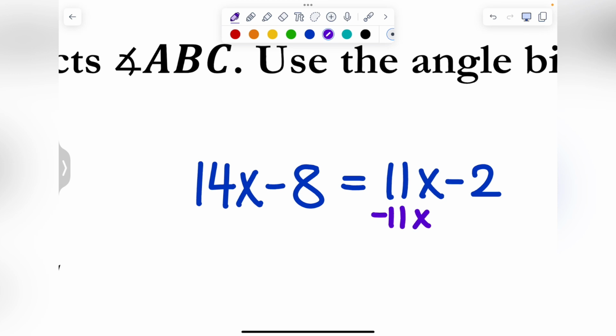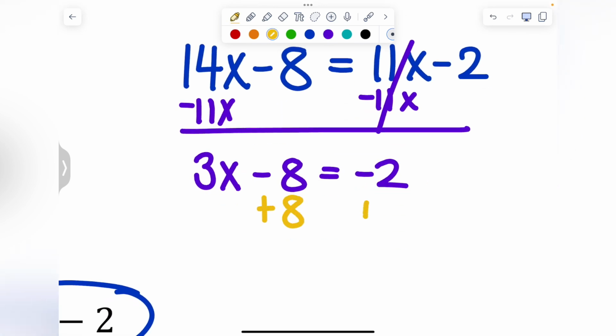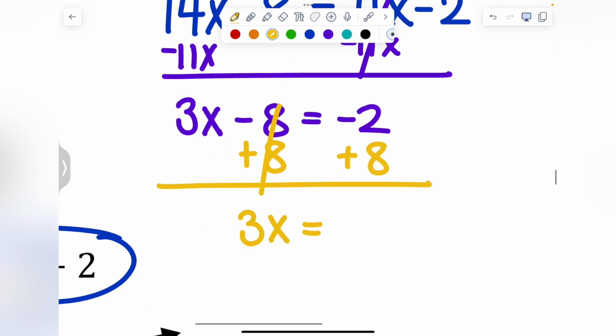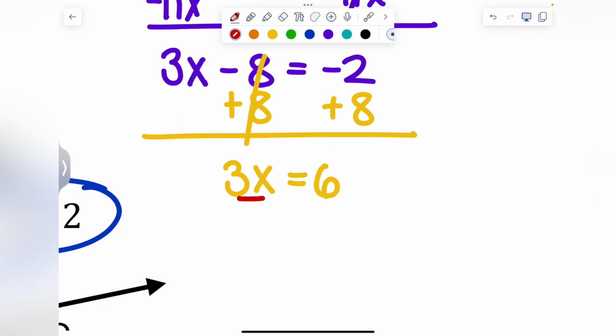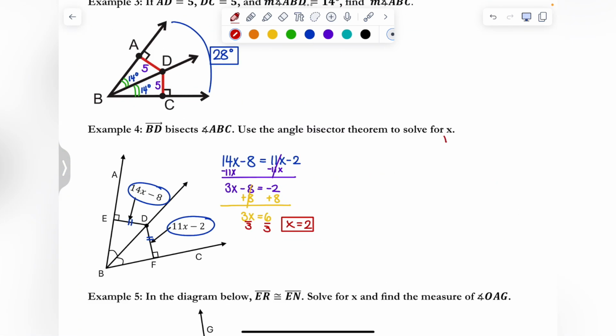So I'm going to subtract 11x over, and so then I get 3x minus 8 equals negative 2. Next, we're going to add this 8 over to the other side. We get 3x equals 6. And then that means, if I divide this 3 over, x equals 2. And the question just asked for us to solve for x, so that's what we did. x is 2, and that's that.